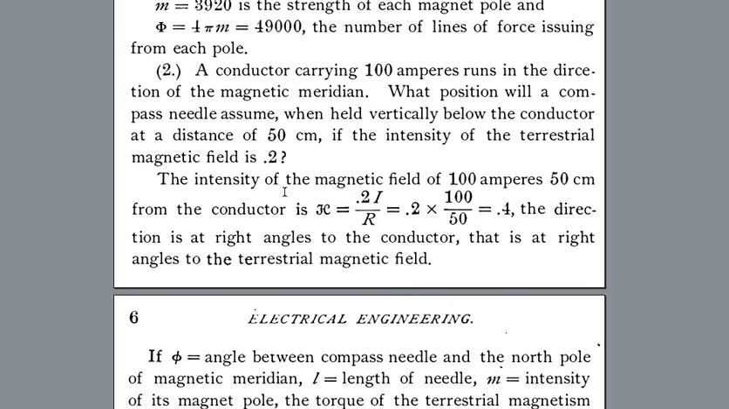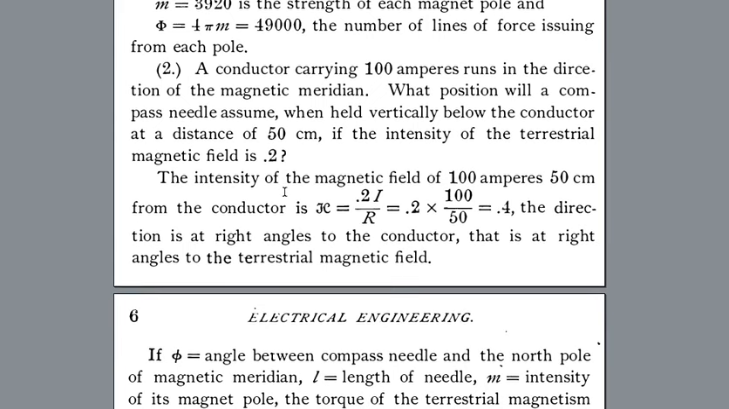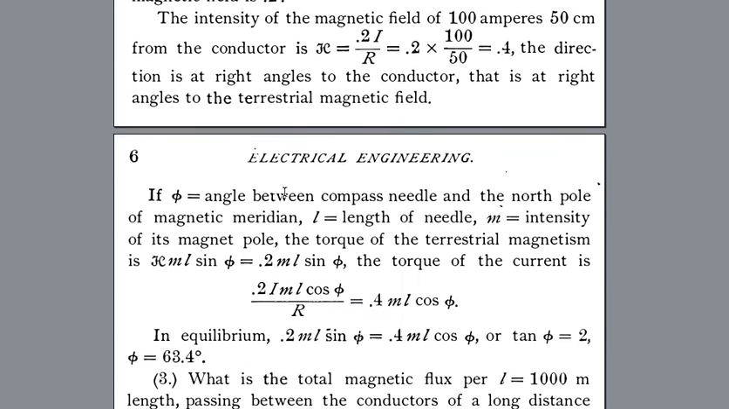2. A conductor carrying 100 amperes runs in the direction of the magnetic meridian. What position will a compass needle assume when held vertically below the conductor at a distance of 50 centimeters, given the intensity of the terrestrial magnetic field is 0.2? The intensity of the magnetic field due to 100 amperes at 50 centimeters from the conductor is H equals 0.2 times I divided by R, which equals 0.2 times 100 divided by 50, or 0.4. The direction of this field is at right angles to the conductor, which is at right angles to the terrestrial magnetic field.